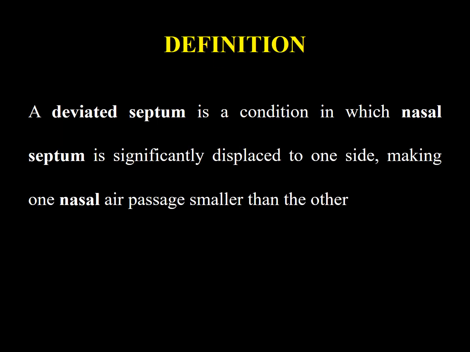Deviated nasal septum, definition: a deviated septum is a condition in which the nasal septum is significantly displaced to one side, making one nasal air passage smaller than the other. And in doing so, sometimes in the nasal passage which is wider, there will be compensatory hypertrophy of the inferior turbinate.